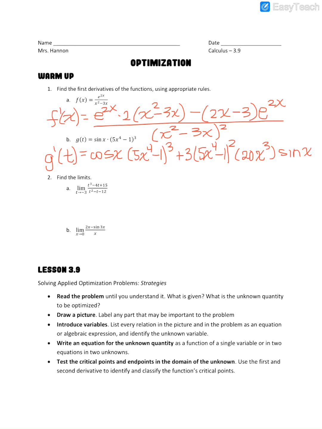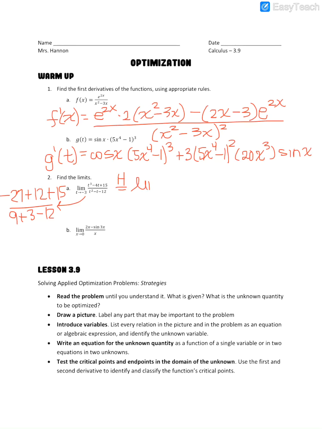Okay, number 2, find the limits. So when we look at A, we can try plugging in the negative 3. So let's do that. When we plug in the negative 3, we're going to get negative 27 plus 12 plus 15 over 9 plus 3 minus 12. That's 0 over 0. So we can use L'Hopital's rule.